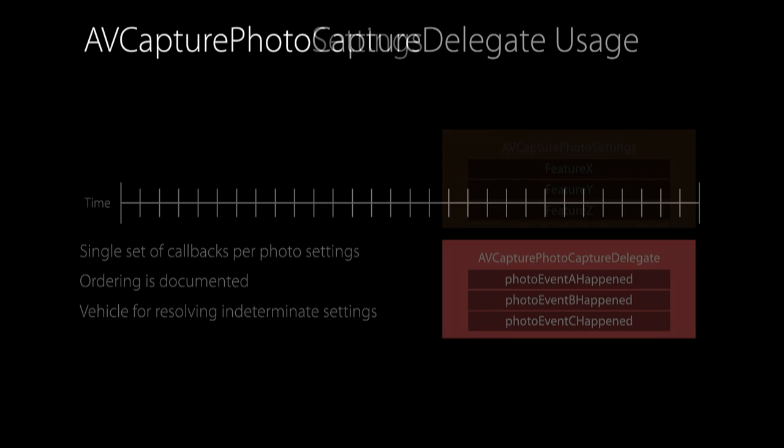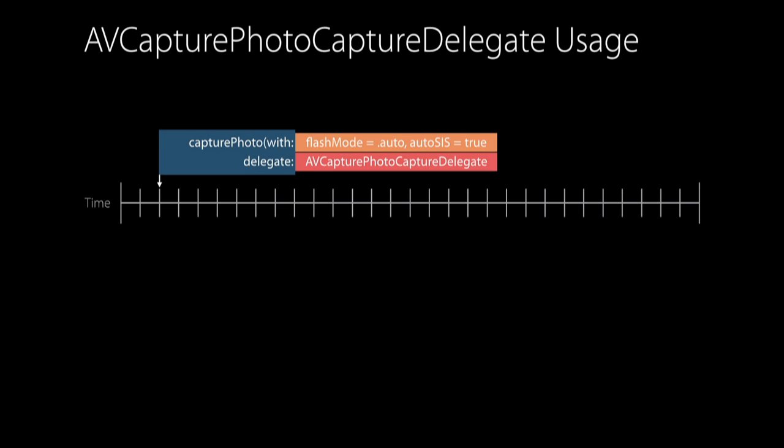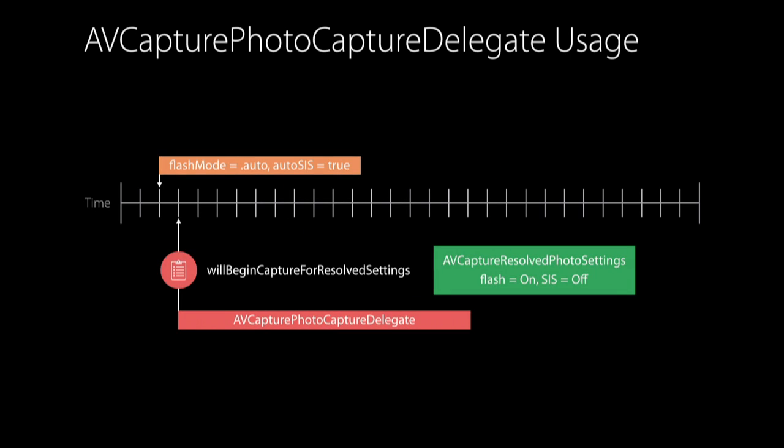That one I think I need to explain a little bit more. Let's say your app requests a photo right here on this timeline. You've specified photo settings with auto flash and auto still image stabilization. I shortened still image stabilization to SIS so it would fit on the slide better. You're telling the photo output, I want you to use flash or SIS, but only if you need to, only if they're appropriate for the scene. So very soon after you make the request, the photo output calls your delegate's first callback, which is willBeginCapture for resolved settings. This callback is always called first.